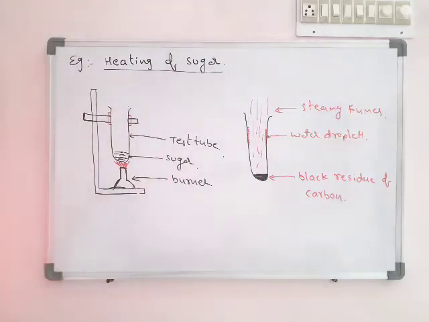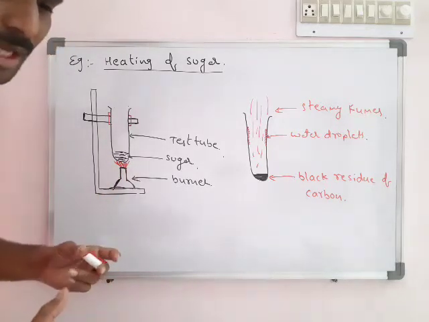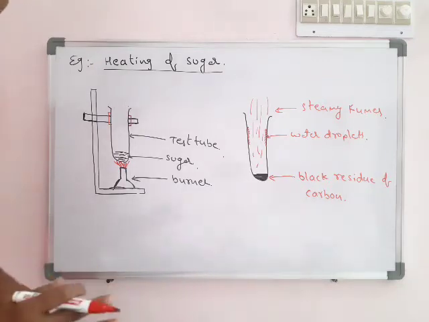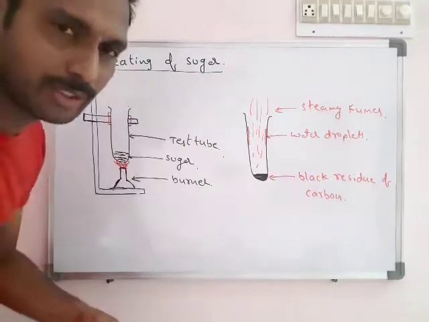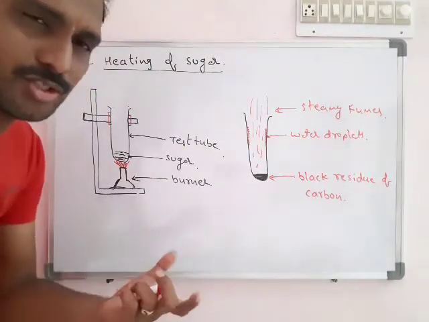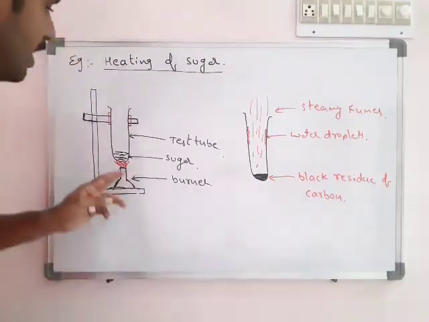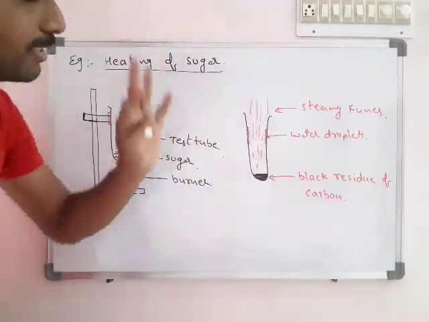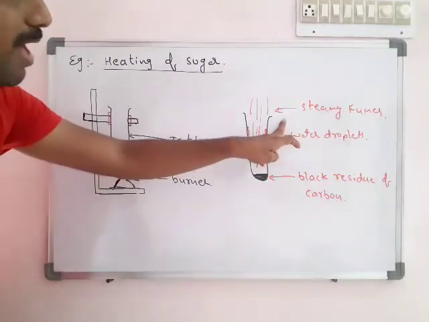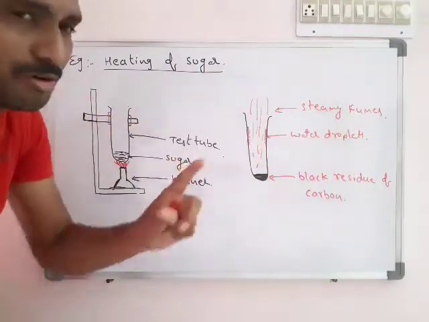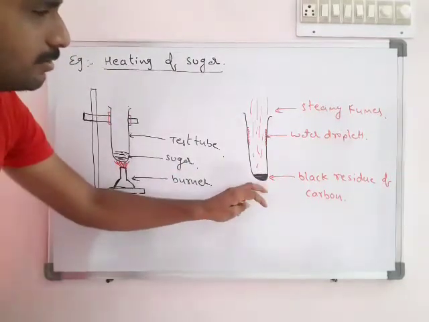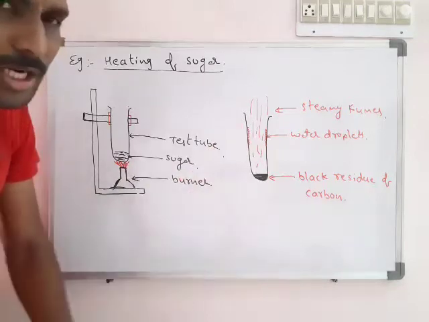So now, is the heating of sugar a chemical change or a physical change? At first it is converted to a brown color liquid, slowly melting. It changed to brown color liquid, so solid to liquid, it may be treated as a physical change. But after some time what happened? A lot of vapors are coming out from the sugar. These steamy fumes are vapors of water. Water vapors form out, and at normal temperature some water drops are also observed.